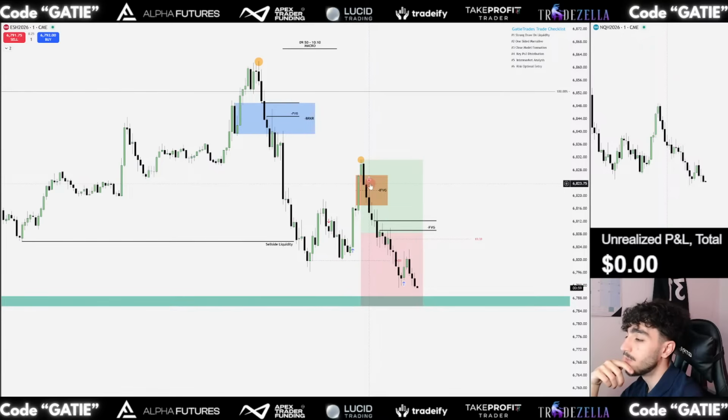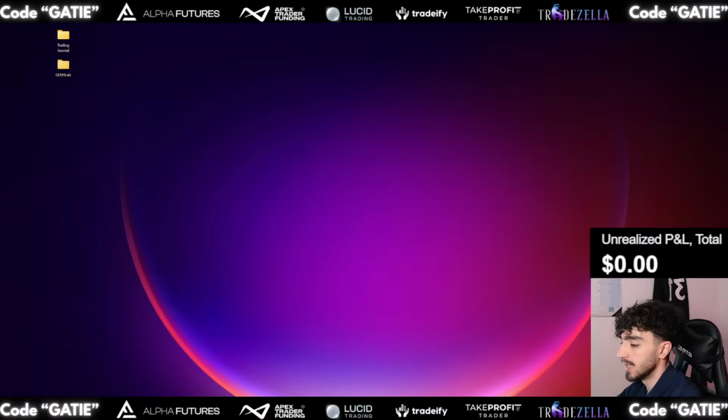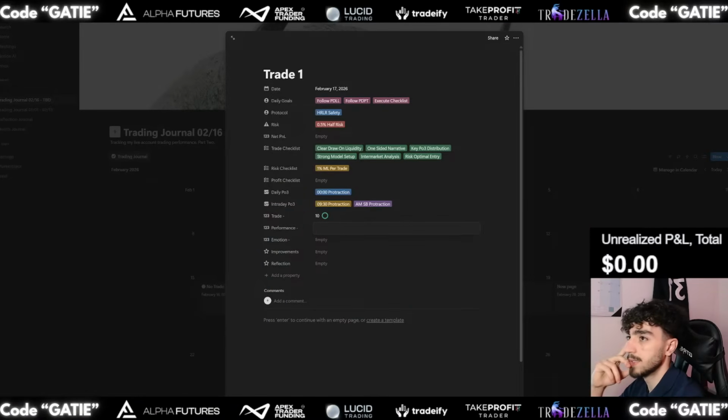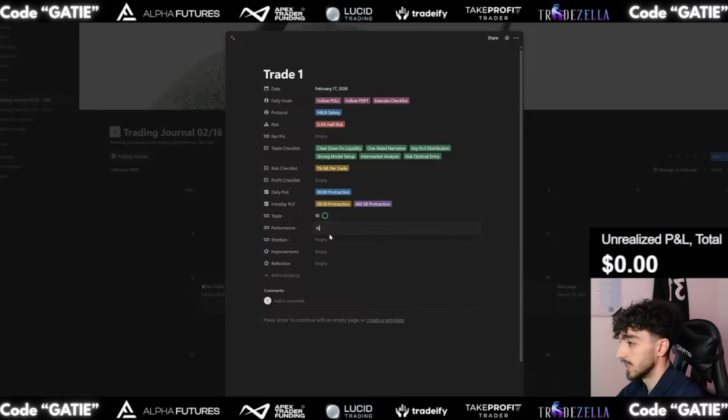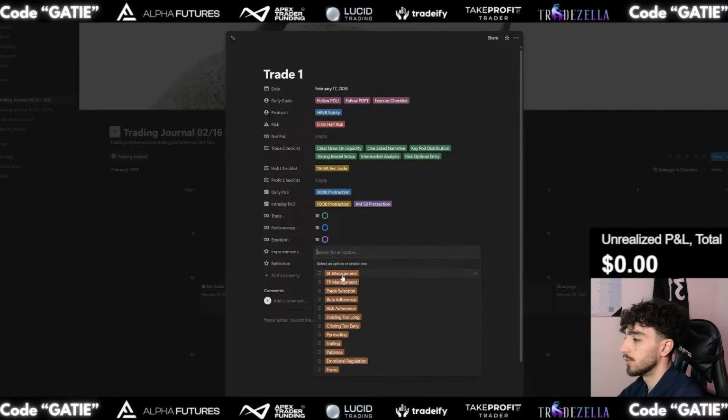It might have put me above 1% risk because unfortunately I am on the mini, but on my live account I definitely could have pyramided. Oh, I did pyramid on my live account. What am I saying? No, I did pyramid on my live account. Giving myself a 10 here. And then motion 10. Improvements.